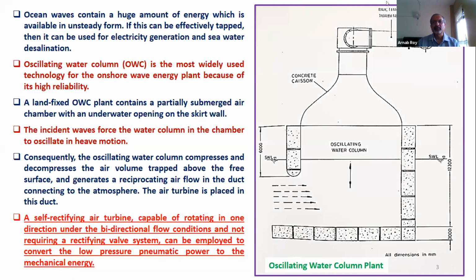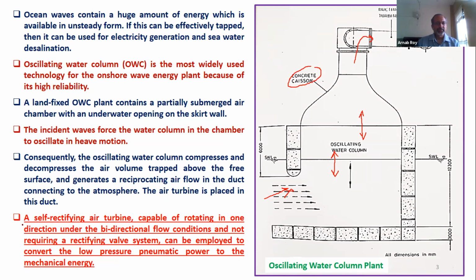So we are seeing a typical oscillating water column plant, a sketch of that, in which you can clearly see the ocean water coming into the base of the oscillating water column duct, which is in the form of a concrete caisson. Because of the movement of the oscillating water column inside the duct, the air above it also keeps oscillating, and that is fed into this duct. A suitable air turbine is placed here, often called a self-rectifying turbine, which can handle the oscillating air.